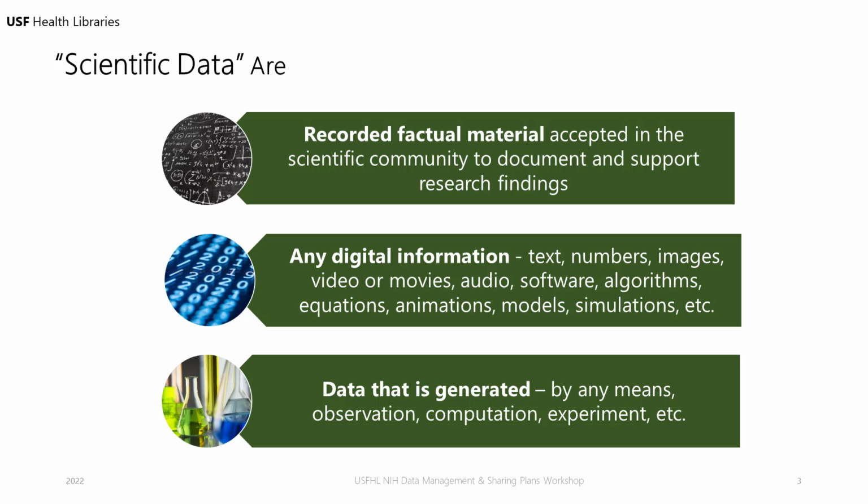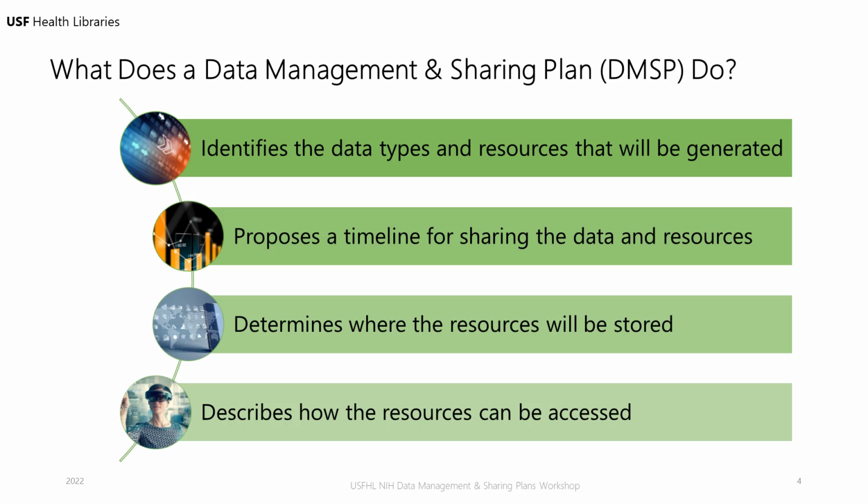So now that we've defined scientific data, exactly what does the DMSP entail? Basically, a data management sharing plan outlines what you will do with your data during and after an NIH-funded research project. To do that, you must identify the data types and resources you'll be generating from your research. We propose a timeline for when the data and resources will be available. You also determine at what type of repository the data will be stored. And finally, you describe how the data can be accessed by the user, and if the data are open source or if there are restrictions on their use.